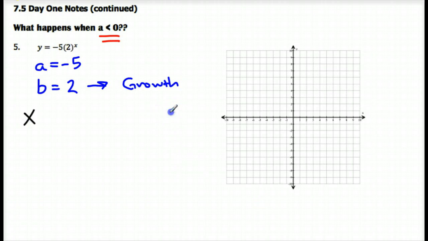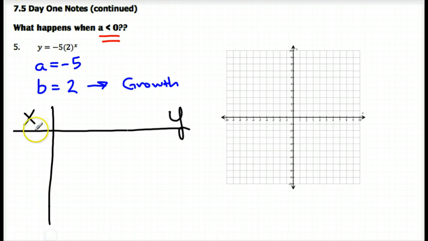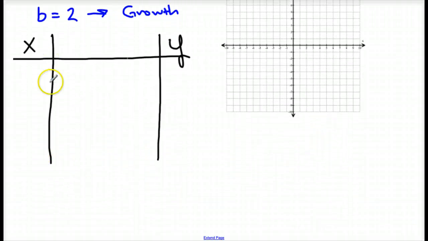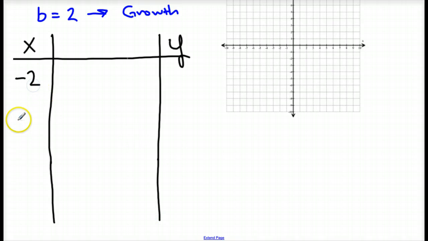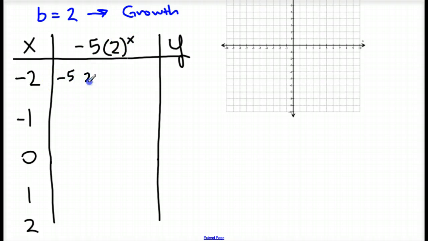So for our t-chart here, again, we're going to plug in those same 5 x values that we've been plugging in each time to each of these graphs. Okay, so we're going to plug in -2, -1, 0, 1, and 2. This time we're plugging them in to this function right here, -5 times 2 to the x power. So each time we're going to be taking 2 to the power and then multiplying that answer by -5.